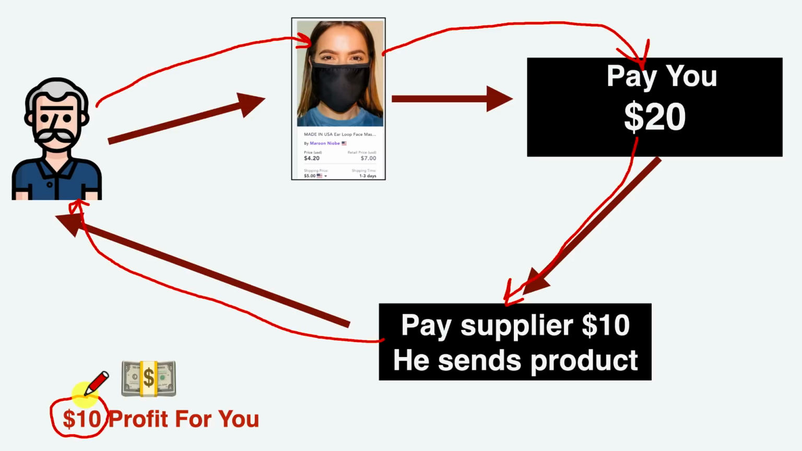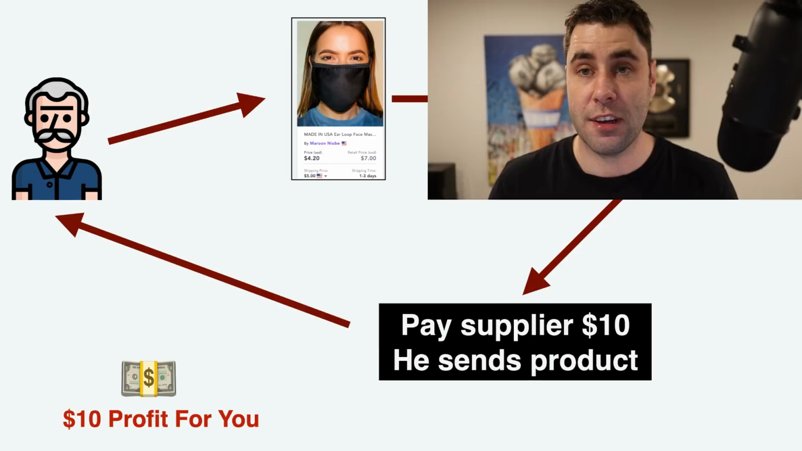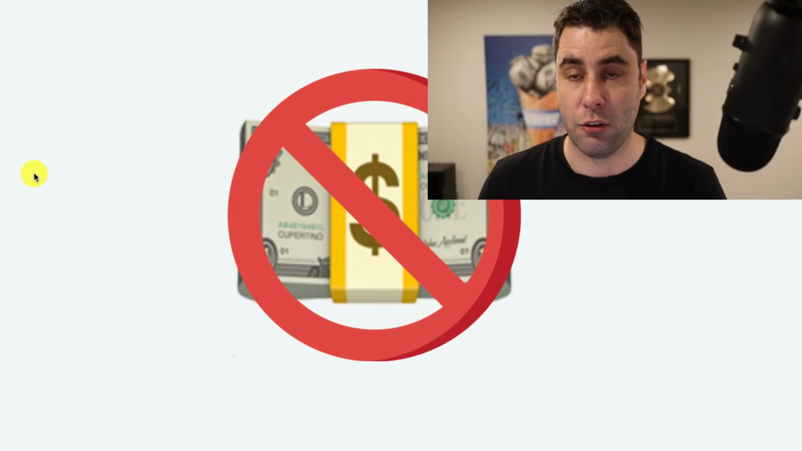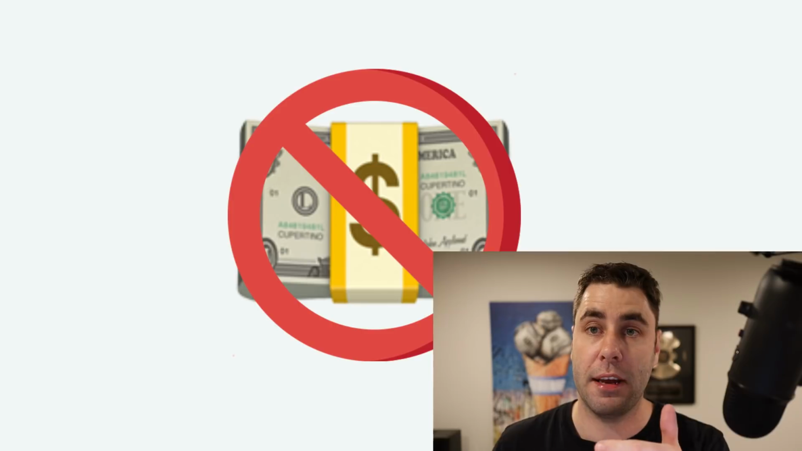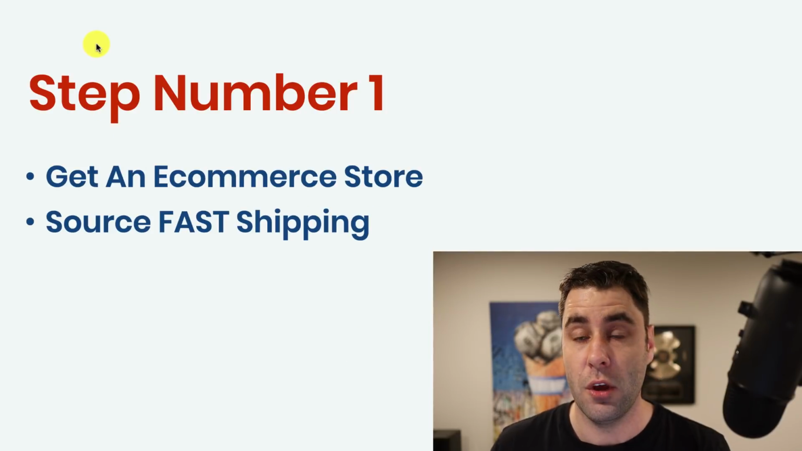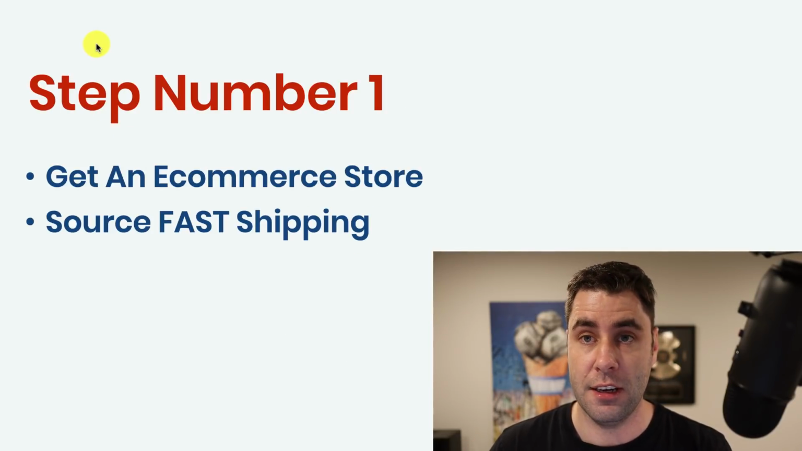So you're like a middleman. You basically run a store and you're a middleman. You don't have to worry about any inventory. You don't have to worry about buying stuff in bulk and reselling it and all of that stuff. It's a really, really good business model. You don't need much capital, or in this case, you don't need any money at all for this method.